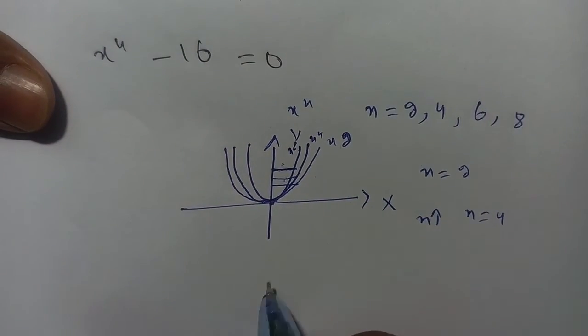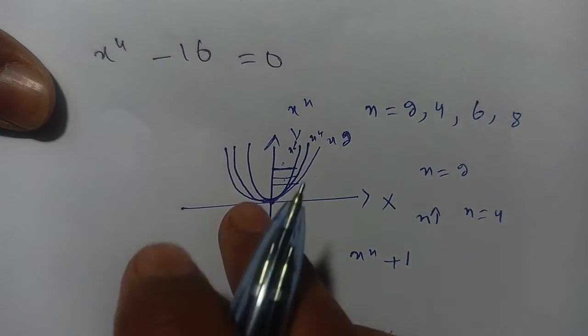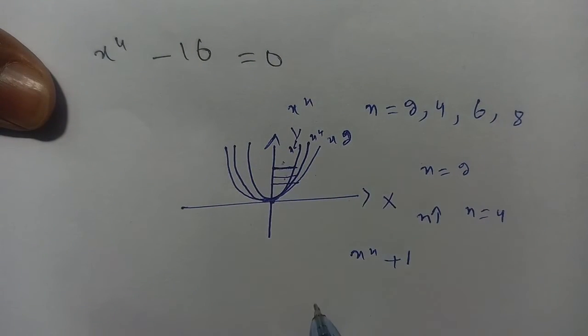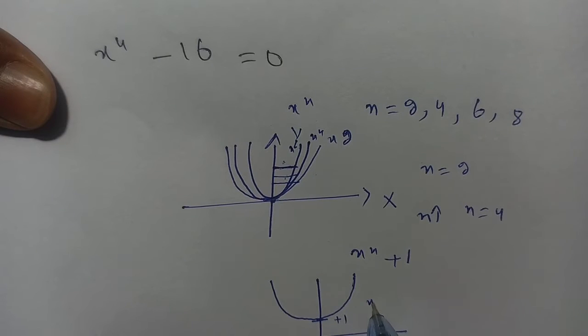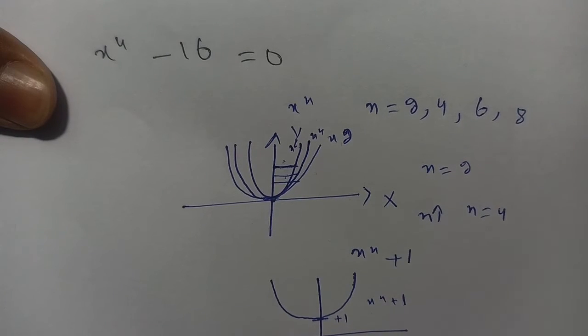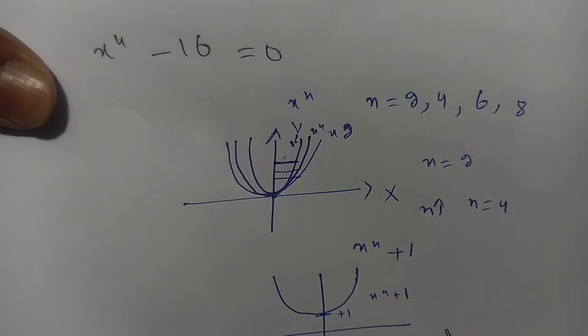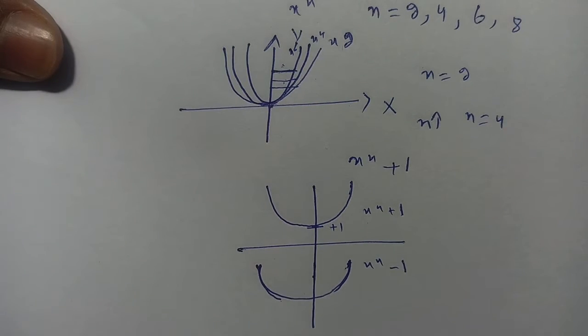Now we can say that when we add something to x power n, means plus 1, this curve shifts toward the positive y-axis. Now this representation becomes x power n plus 1. When we subtract something, it shifts toward the negative y-axis, means that it becomes x power n minus 1. This is the representation of x power n minus 1 when n is even.